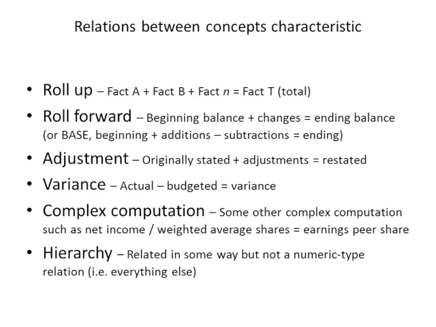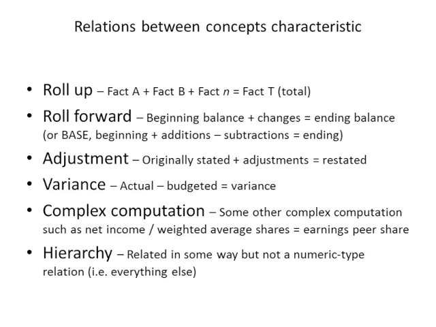Another type of relation is an adjustment. An originally stated balance plus adjustments equals a restated balance. Another type of relation is a variance. An actual amount minus a budgeted amount equals a variance. You could have any number of complex computations. For example, net income divided by weighted average shares equals earnings per share. I see I have a typo there I have to fix. So I'm just grouping all of those complex computations into one pattern.